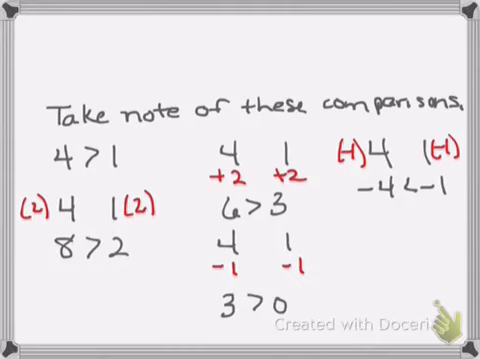Negative 1 is further to the right on the number line than negative 4. So negative 4 is less than negative 1. That didn't happen when I multiplied by 2. It happened when I multiplied by negative 1.